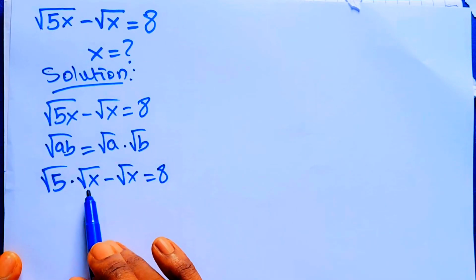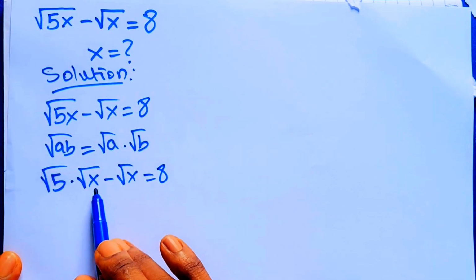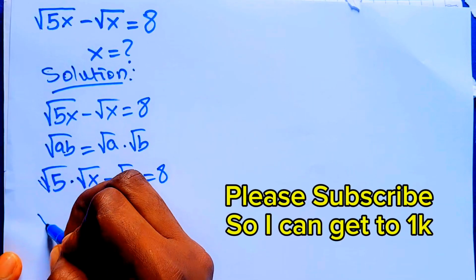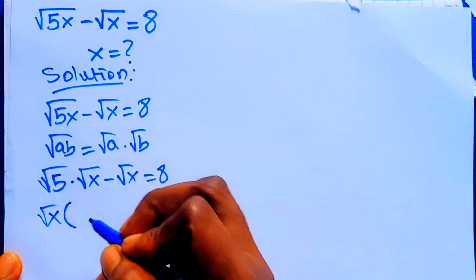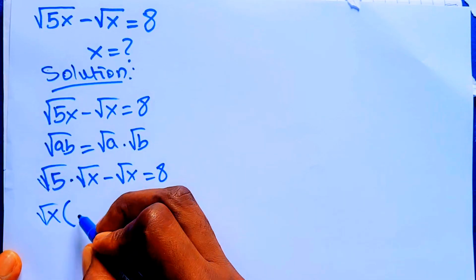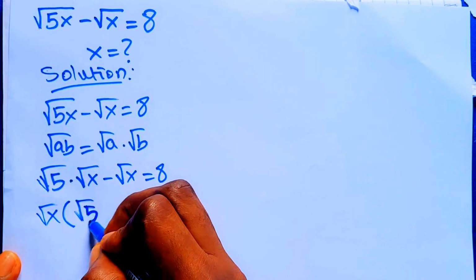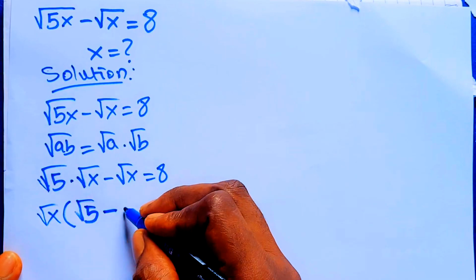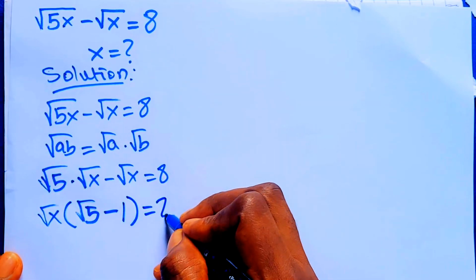Now, looking at this, you have a common term here, which is square root of x and square root of x. We can factor that out, okay? So we have square root of x, open parenthesis, square root of 5 times square root of x divided by square root of x. We are left with square root of 5, okay? Then minus square root of x divided by square root of x will give us 1, and this equals 8.